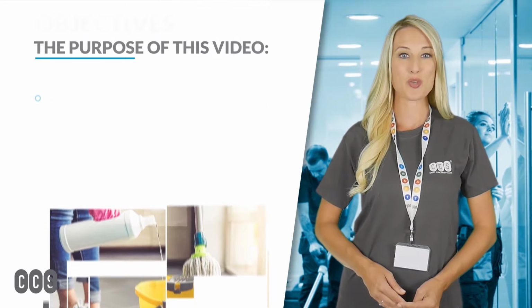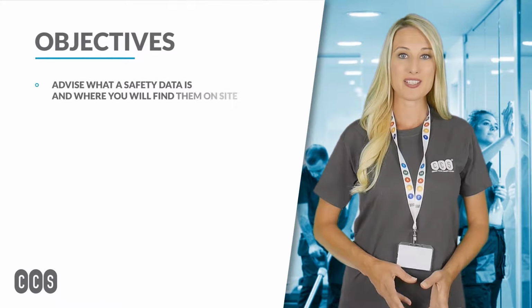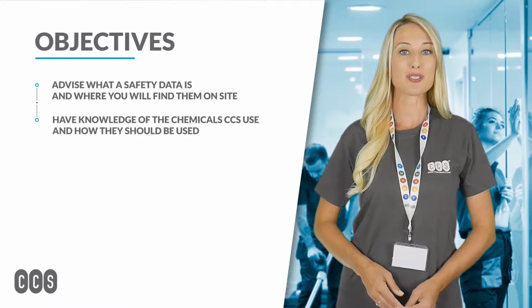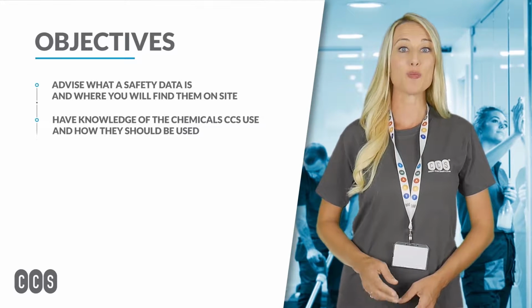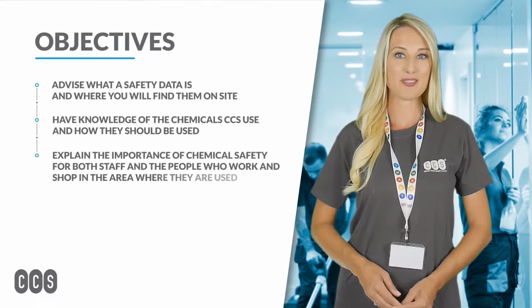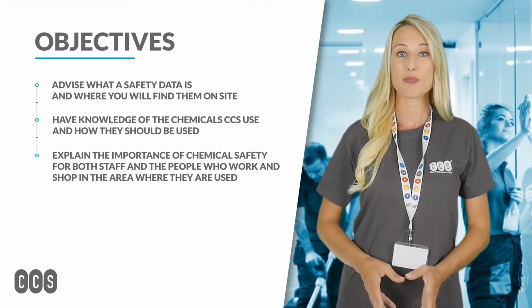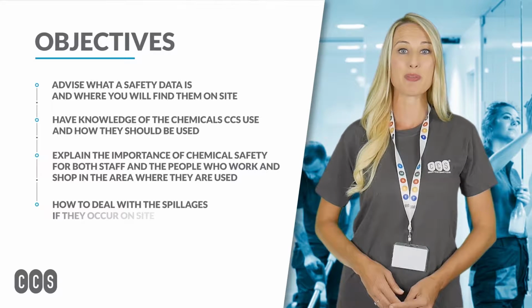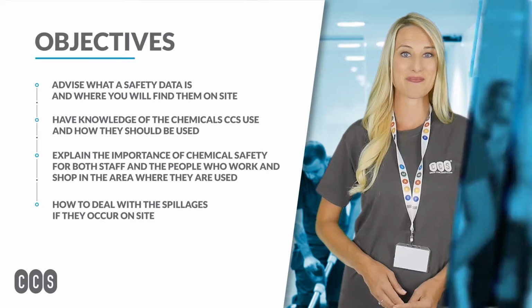At the end of this course, you will be able to advise what a safety data sheet is and where you will find them on site, have knowledge of the chemicals CCS use and how they should be used, explain the importance of chemical safety for both staff and the people who work and shop in the area where they are used, and know how to deal with spillages if they occur on site.